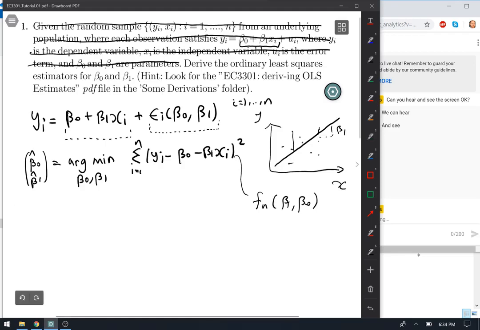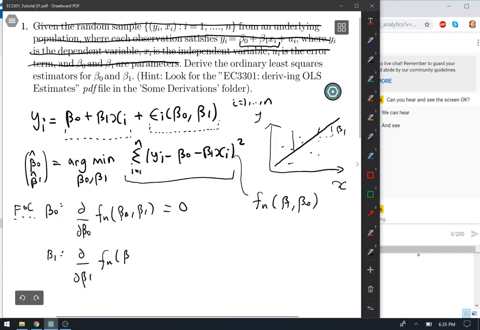So we first take the first order condition with respect to b0, and again it's unconstrained minimization here. You just take the first order derivative. So we differentiate this function, call all of this here fn, with respect to b0, and set it equal to 0, and again we're going to have a first order condition for b1.